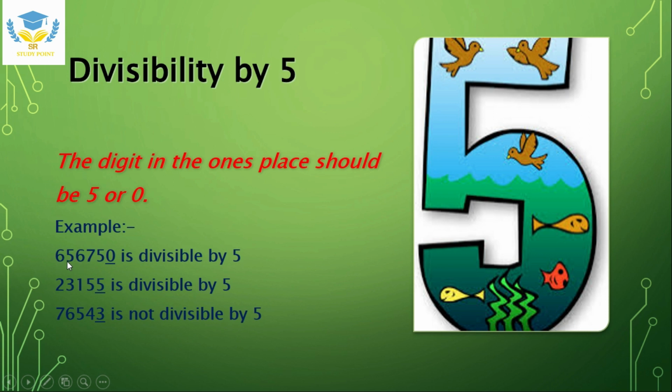See, this is the number 6,56,750 and we have 0. That means if we see 0, we can immediately say that this number is divisible by 5. As we have 5 here, this is also divisible by 5. But in the last number we have 3. That means this 76,543 is not divisible by 5. Easy na? Yes, let us move to the next one.